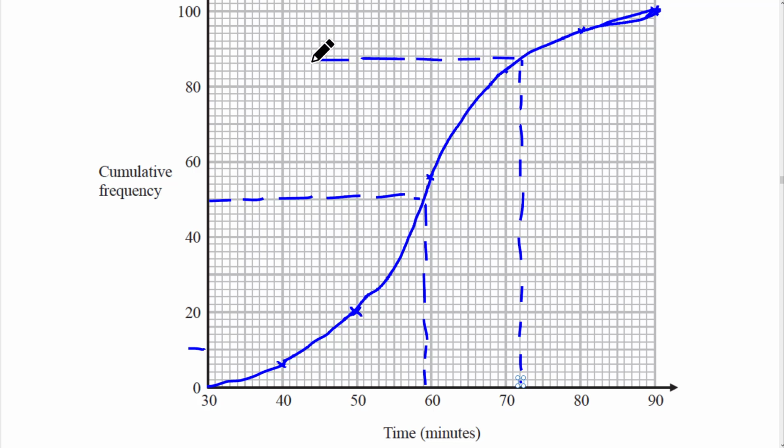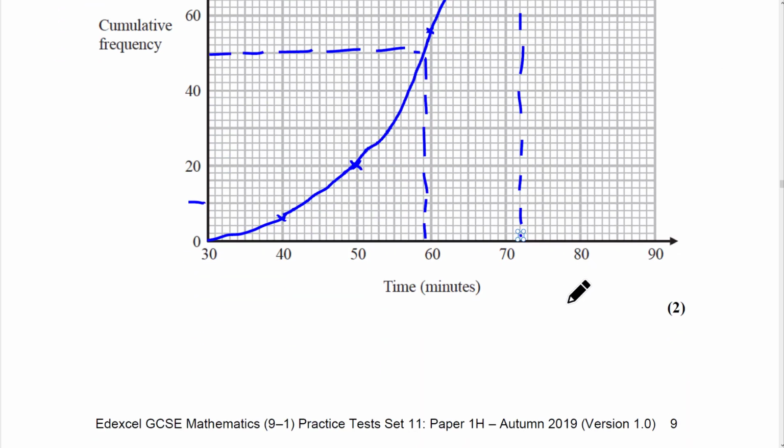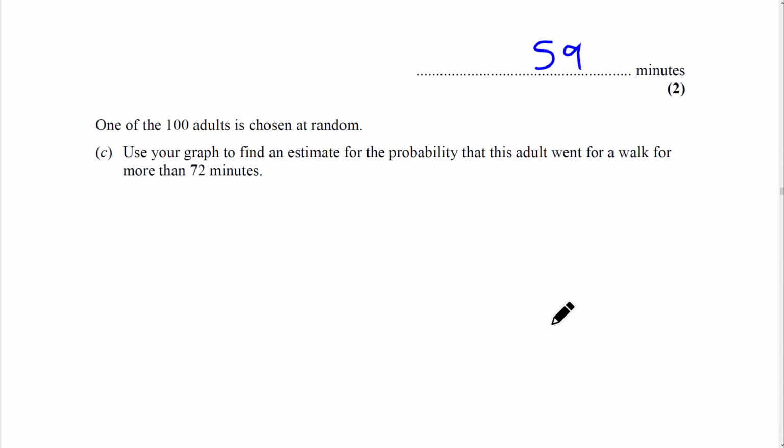I'm going to say that's in between. That's 80, that's 90, 86. So I'm going to say it's 87 people. That's 87 here. So 100 minus 87 is from here to here, more than 72 minutes. It's this part of the people. So that's 100 minus 87 equals 13 people. So I'll say it's 13 out of 100.